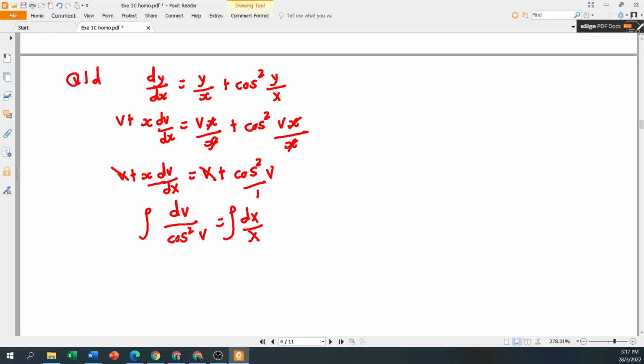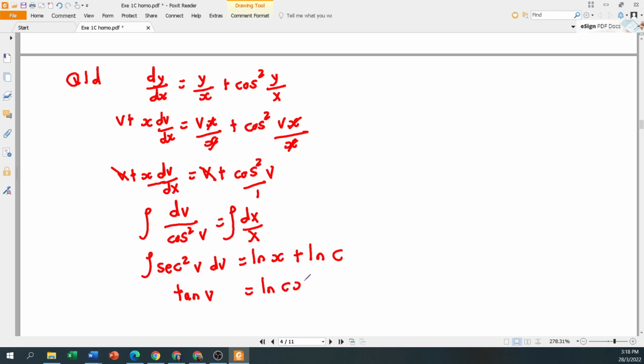So 1 over cos squared is actually secant squared, since 1 over cos is secant, so secant squared v dv. Integrate 1 over x is ln x, and then I put a constant, ln c. Integrate secant squared v dv, you get tangent v. So this is ln cx.